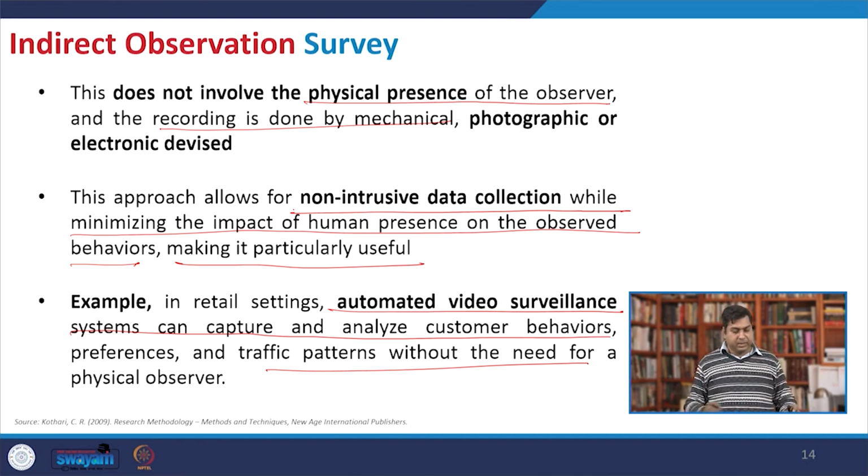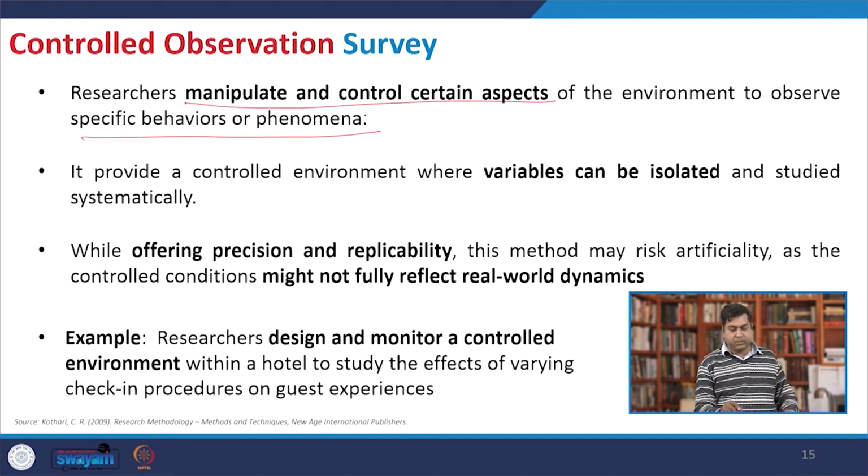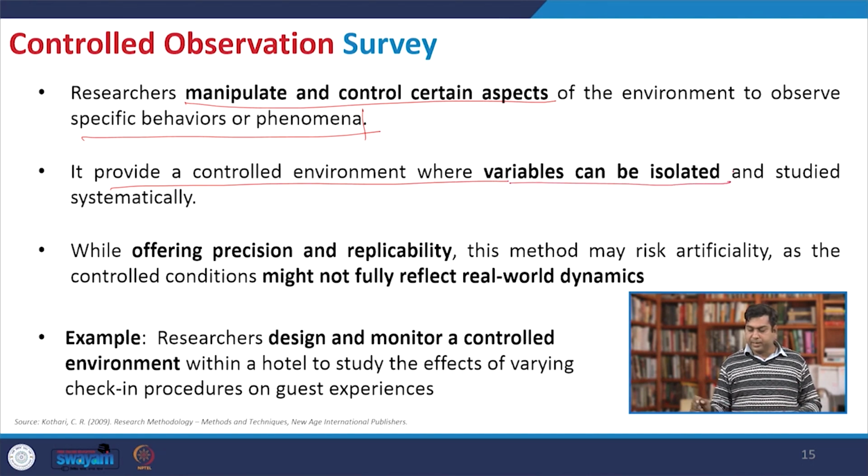So, this is something that also can be done from indirect observation survey. Now, coming to the controlled observation survey, researchers in this case manipulate and control certain aspects of the environment to observe specific behavior and phenomena. What exactly is it? In this case, it provides a controlled environment where variables can be isolated and studied systematically.